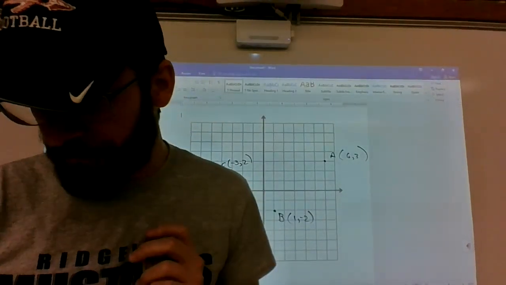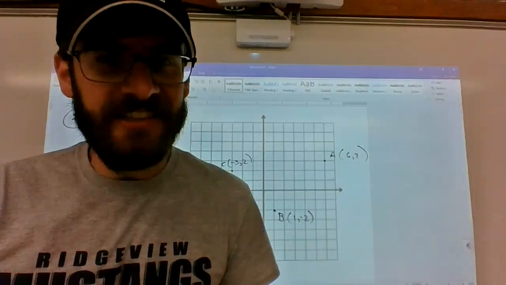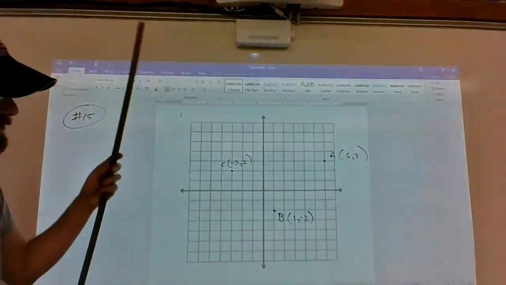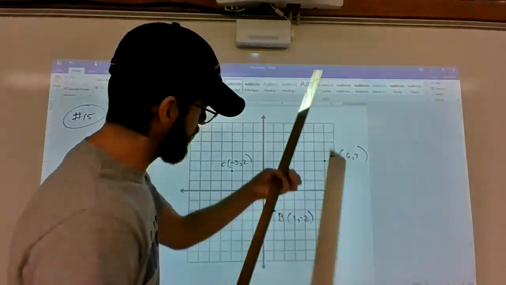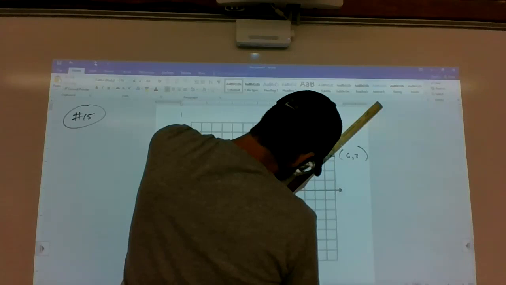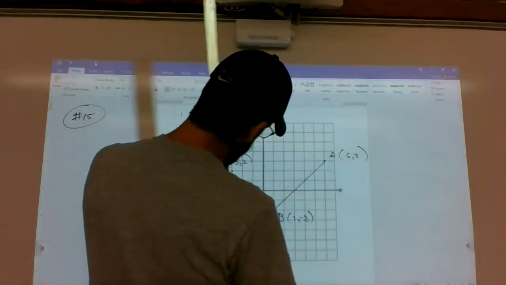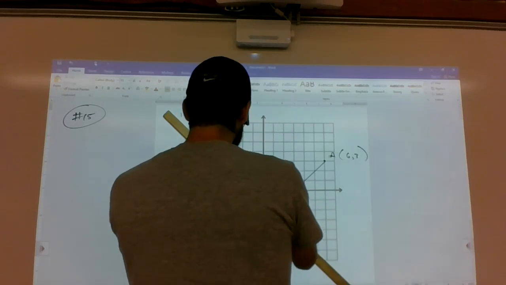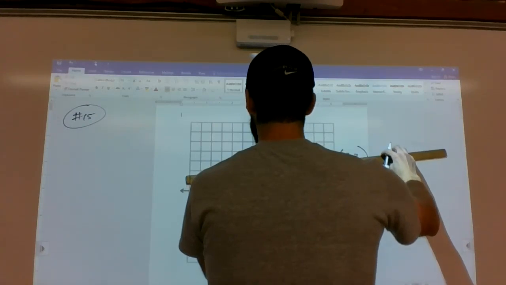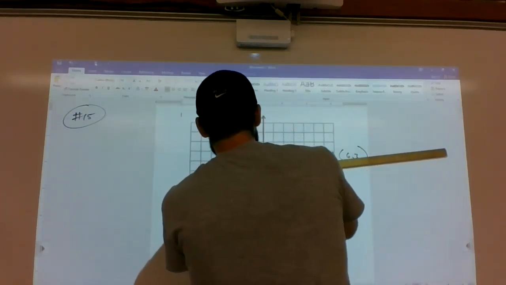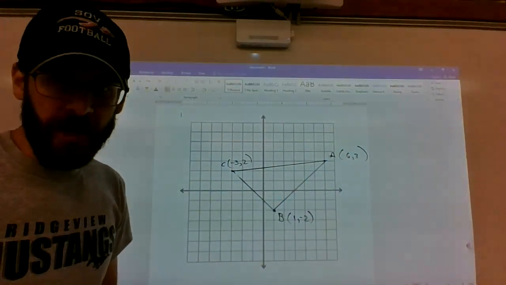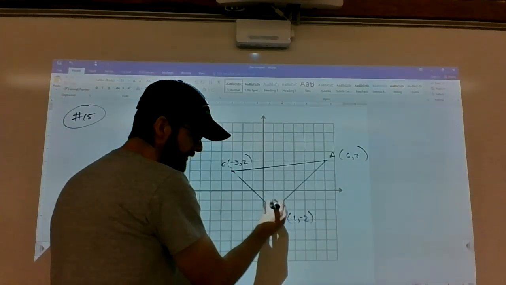Show that the triangle with vertices ABC is a right triangle and find its area. So how do we determine if this is a right triangle? Well, first I have to convince myself visually that I think it's a right triangle. So if I connect the dots, if it is indeed a right triangle, it seems like our right angle would occur at the vertex B.